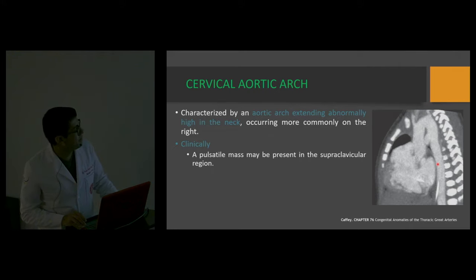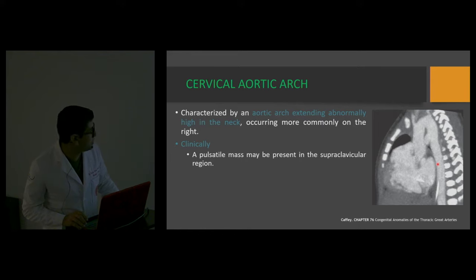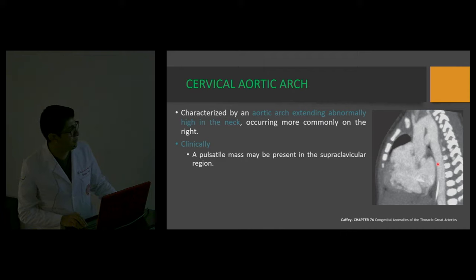Characterized by an aortic arch extended abnormally high in the neck, occurring more commonly on the right. The clinical manifestation is a pulsatile mass that may be present in the supraclavicular region. As you can see in this CT reformation, it shows a high aortic arch with its peak above the level of the manubrium, at T3 and T4.